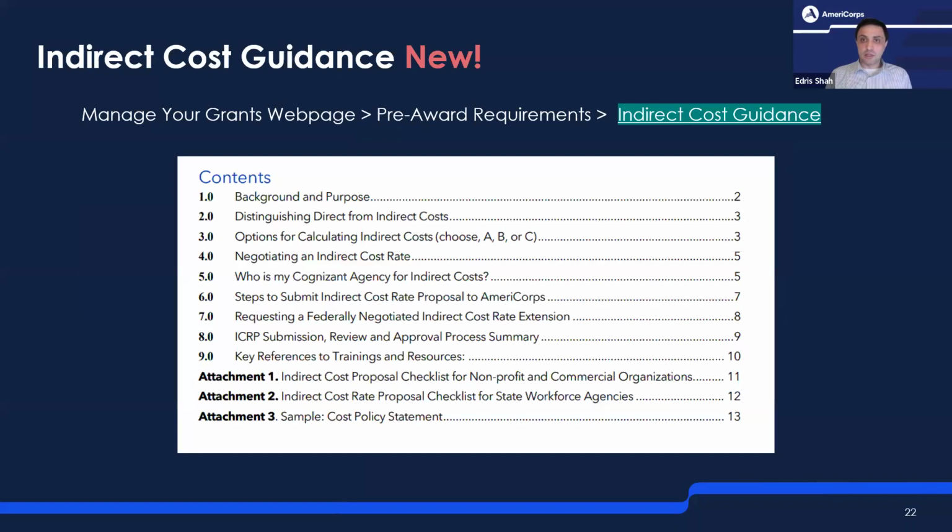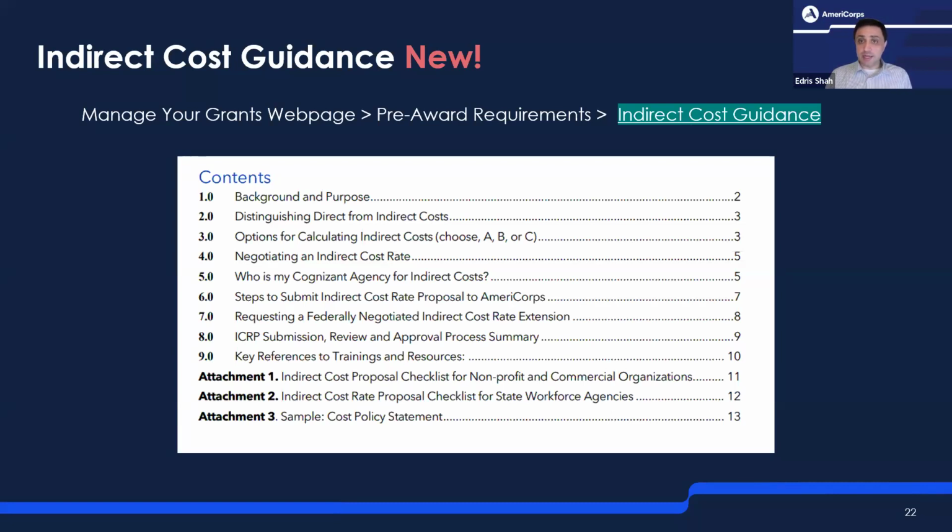And the last piece I really wanted to share here is related to indirect cost rate. Those of you who may have visited recently the Manage Your Grants webpage, you would notice that there is a new resource now available to you all. It's under the pre-award requirements section of the Manage Your Grants webpage. There will be a new resource called Indirect Cost Guidance. We will be sure to share these PowerPoint slides with you all, and there is a link already included there, just for ease of reference.